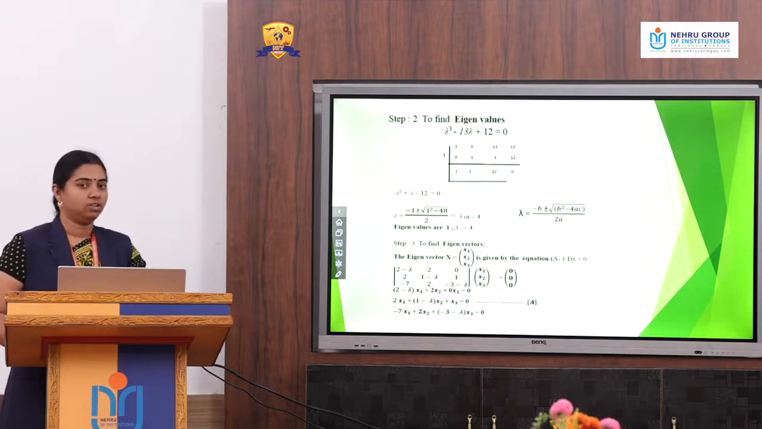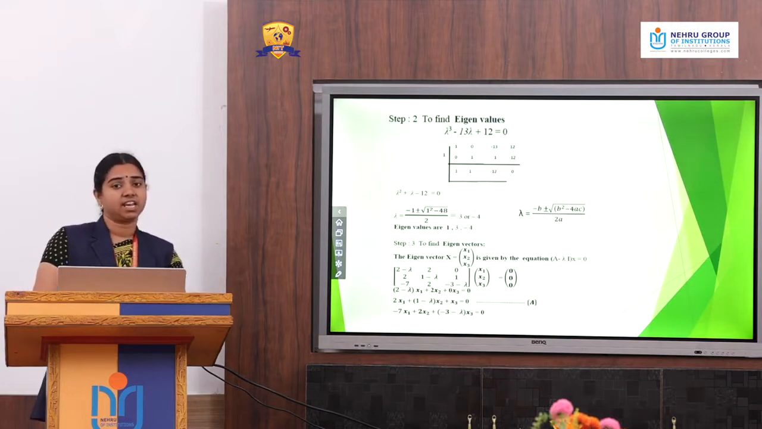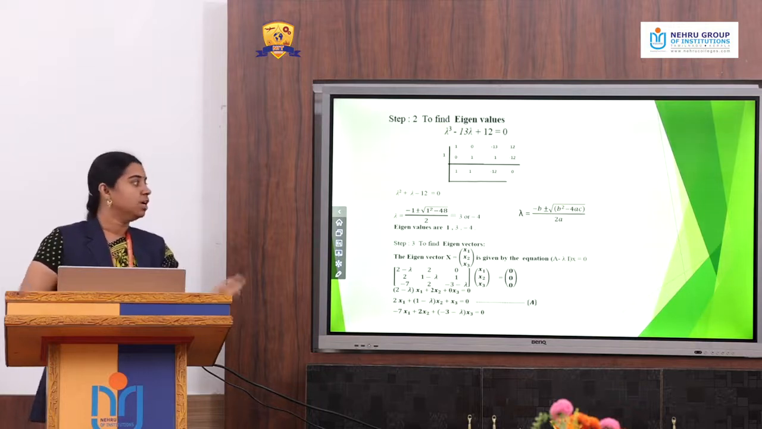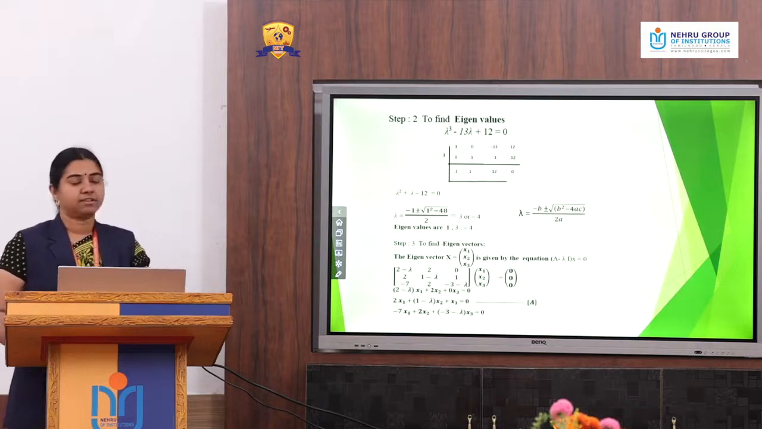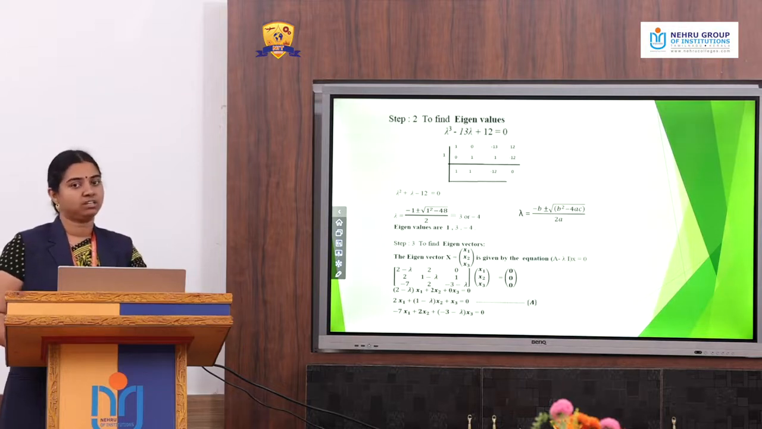Next we find the eigenvector. We already know the condition: eigenvector satisfies AX equal to lambda X, or A minus lambda I times X equal to 0. Here we substitute the X variable. If the matrix is 3 by 3, we declare 3 variables. If the matrix order is 2, we declare 2 variables. Here the matrix order is 3, so we declare 3 variables, capital X equal to x1, x2, x3.